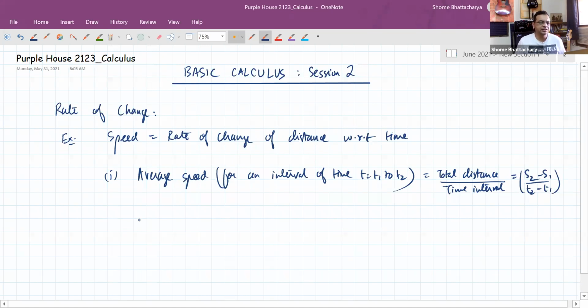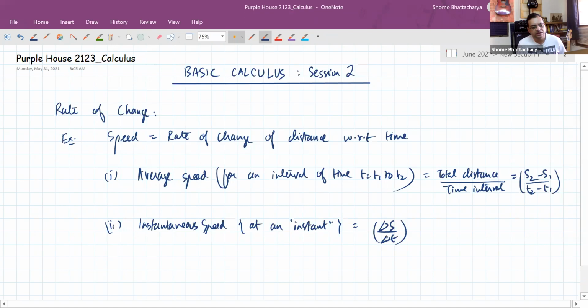When we understand differentiation today, you will see the significance of these from the point of view of calculus. The second type of speed that we talked about is instantaneous speed. This is defined at an instant or at a moment of time. We can casually define it as delta S by delta T, with the condition that delta T should be extremely small.